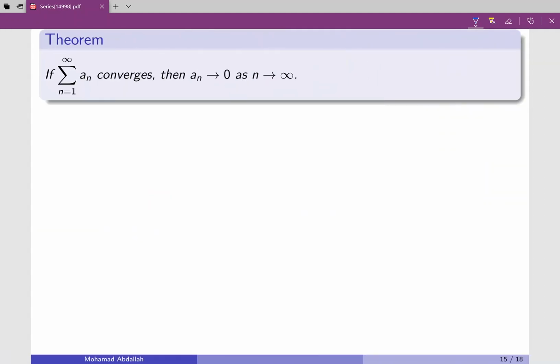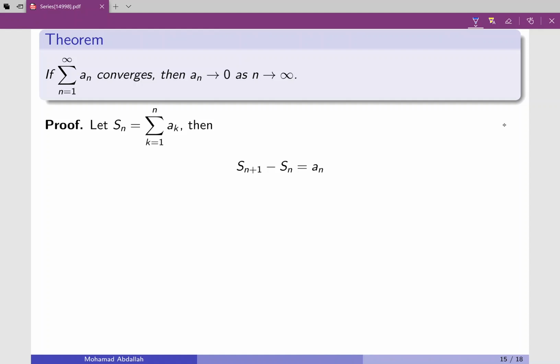Now here we have a really nice theorem, one of the most useful theorems in this topic. If the sum from n equals 1 to infinity of a_n converges, so if the series is convergent, then automatically we should conclude that the sequence, I mean, when you have a series, you are adding a sequence, that sequence will go to 0 when n approaches infinity. The proof is nice and simple. So let's take a look at the proof.